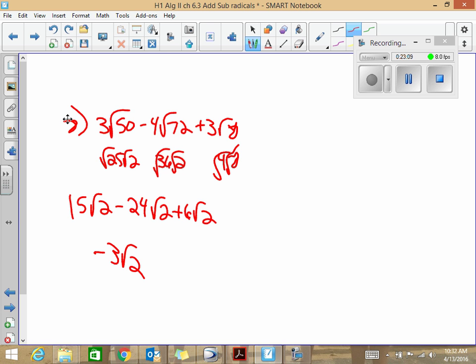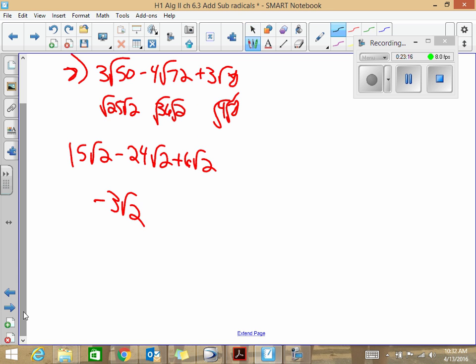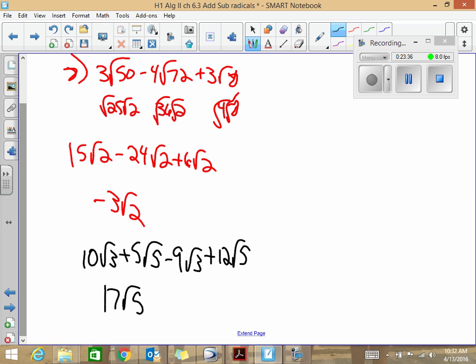Now that last one, I won't go through all of that last one, but the last one doesn't combine all the way. But you end up with 10 radical 3 plus 5 radical 5 minus 9 radical 3 plus 12 radical 5. Okay, so again, it doesn't get all down to one term, but you can combine the 5, so you get 17 radical 5 plus 1 radical 3. Okay? Questions about that? Everybody okay on these?